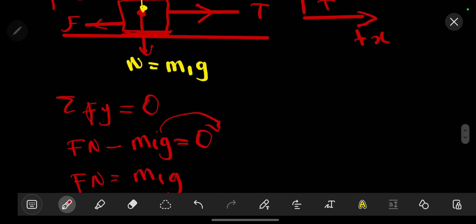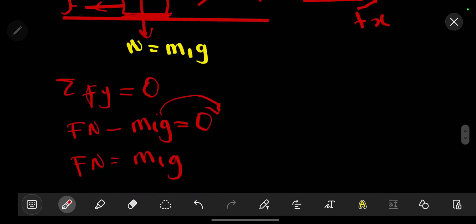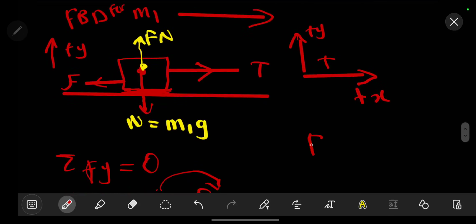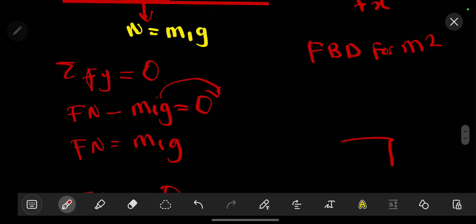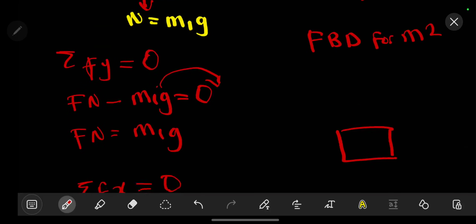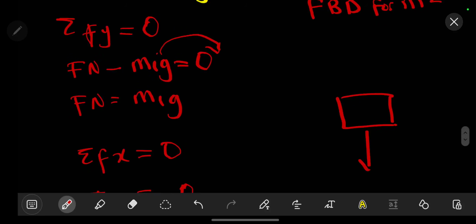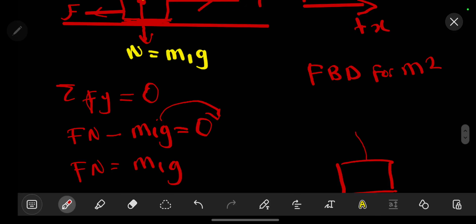So let's come up with our free body diagram for m2. You draw the free body diagram. So we have our m2 looking like this. Then it experiences a downward force which is equal to the weight. The weight is equal to our m2g like that. Then we have the upward force like that. This upward force is the tension. So wherever the string is, so is the tension.